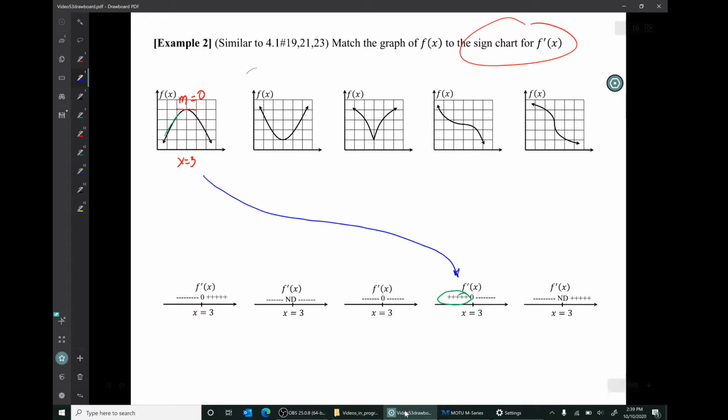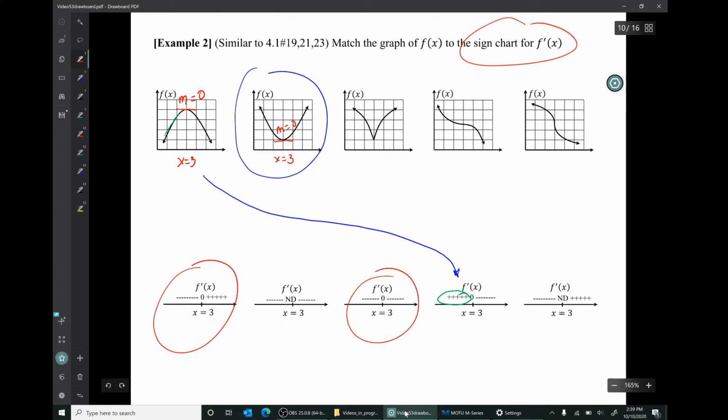Let's go on. What about this second graph? Well, that graph has a horizontal tangent at x equals 3 as well. So that means it's going to have to correspond to either this sign chart or this sign chart. Well, let's look at the slopes of the tangent lines. To the left of x equals 3, the tangent lines have negative slope, and to the right of x equals 3, the tangent lines have positive slope. So the corresponding sign chart for f prime will have to have f prime being negative to the left of 3 and positive to the right of 3. That's this sign chart. F prime is negative to the left of 3 and positive to the right of 3 and 0 right at 3. So the second graph corresponds to this first sign chart.